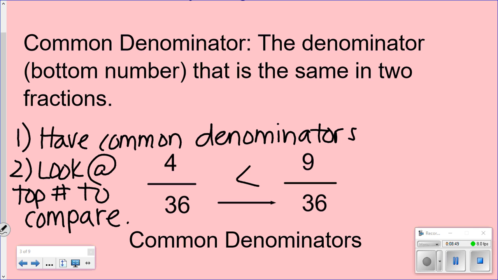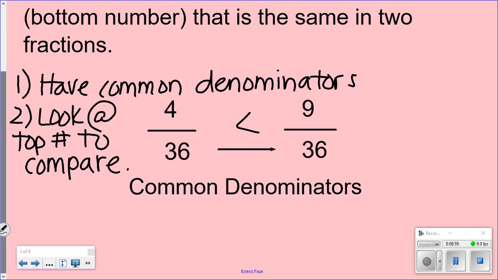Okay. I'll wait a few seconds. I was just talking about that these are common denominators already. The next slide, I'm going to talk about some that aren't common, if we're going to remember how to make them common again.